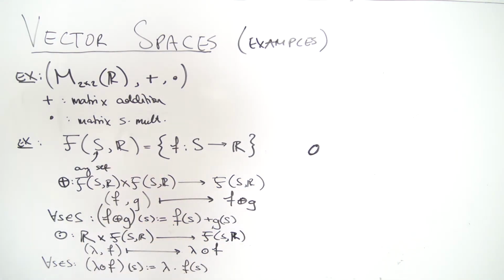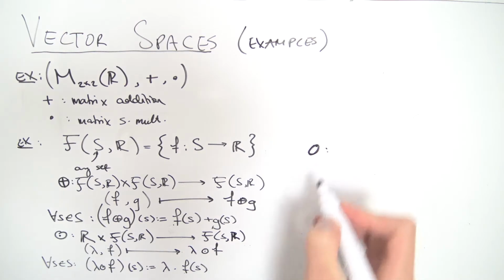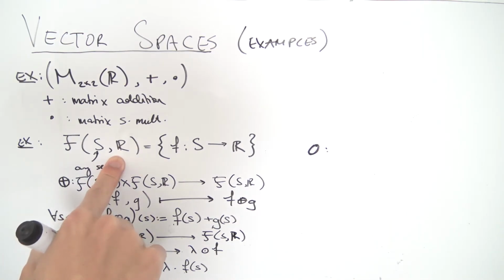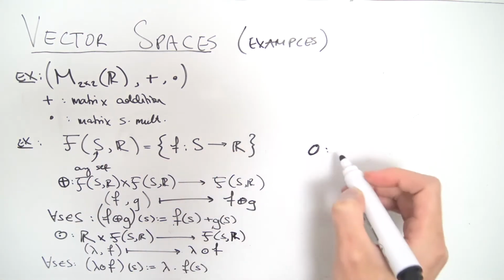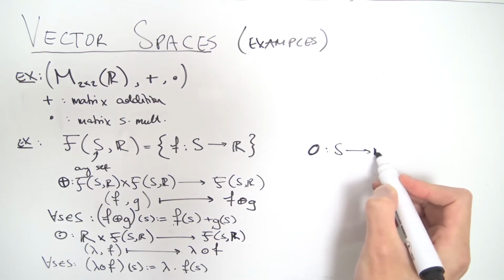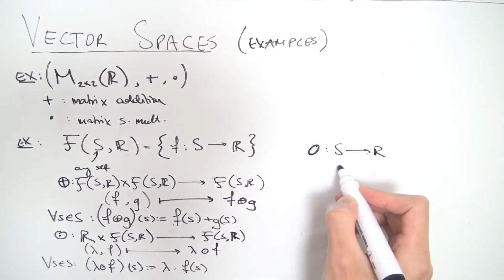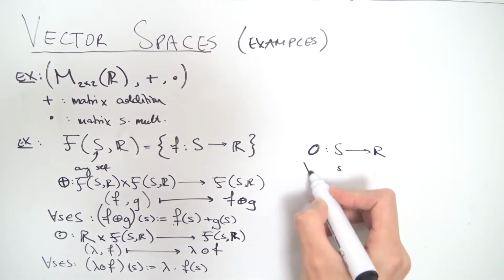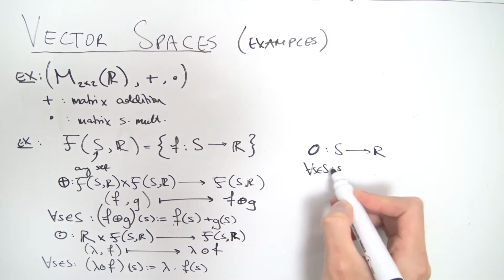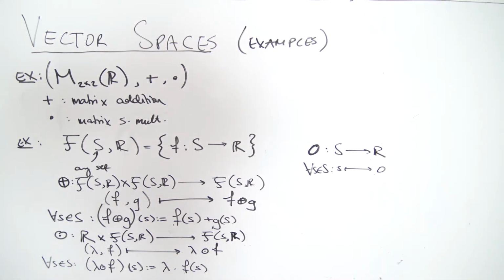0 in the set FSR. Well, 0, if it's an element in FSR, it's definitely going to be a map from S to R. So to map from S to R, how does this guy work? Well, what it's going to do is send every element S in S to 0. That's all it's going to do.